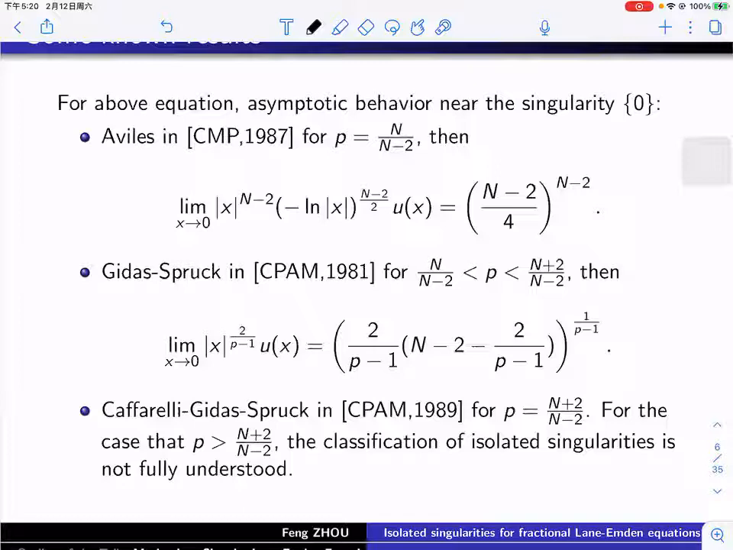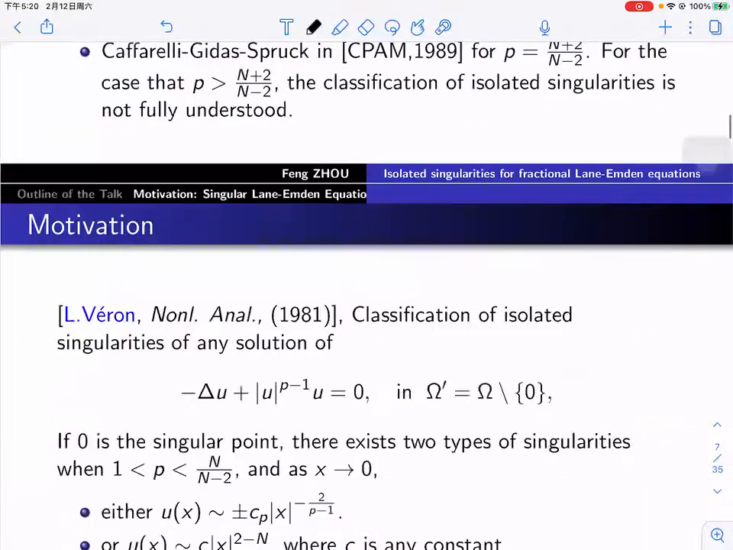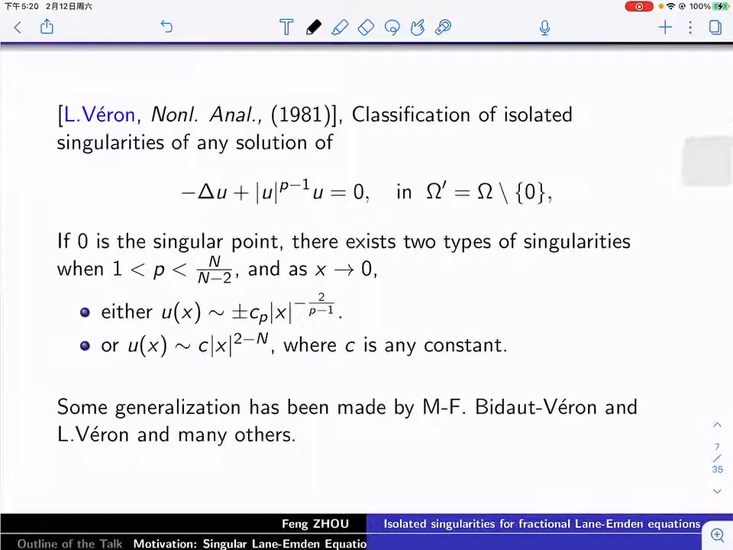I just pass over this because all of these are very well known. In the other case, for example with an absorption term, as Professor Wei-Hong talked about yesterday and today, there is also a classification of the singularities. We have two cases: either U is like the modulus of x to the power minus 2 over p minus 1, or U is like the Green's function, that means the modulus of x to the power 2 minus n.